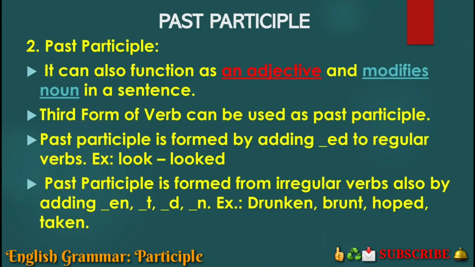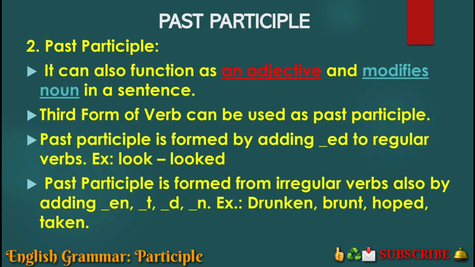Students, now we shall study the second type of participle, that is the past participle. First of all, we shall try to understand what is a past participle. It can also function as an adjective and modifies a noun in a sentence. Students, it works like the present participle, but it is the past participle. So the past participle works as an adjective in the sentence that modifies the noun.